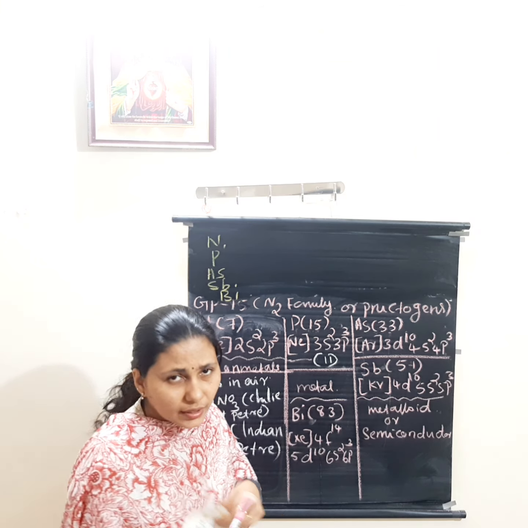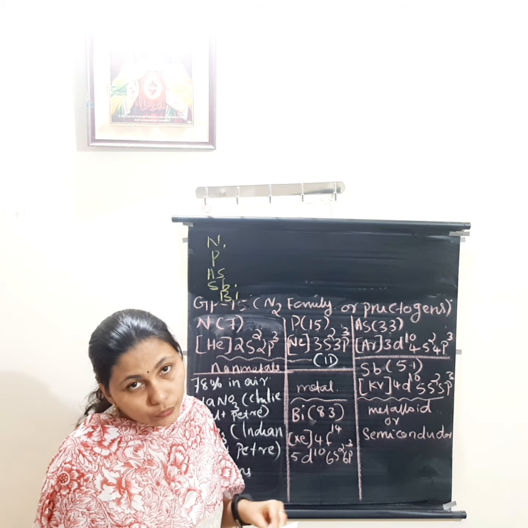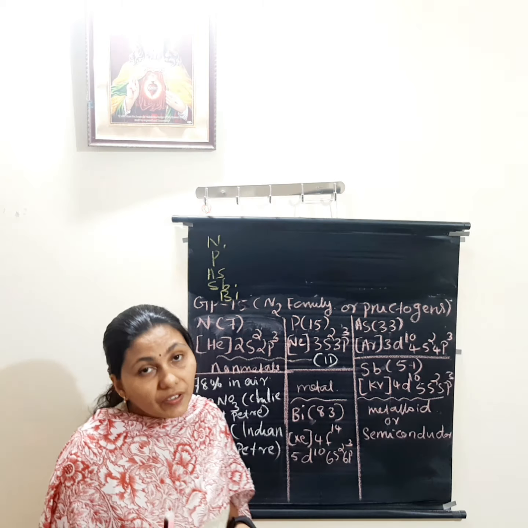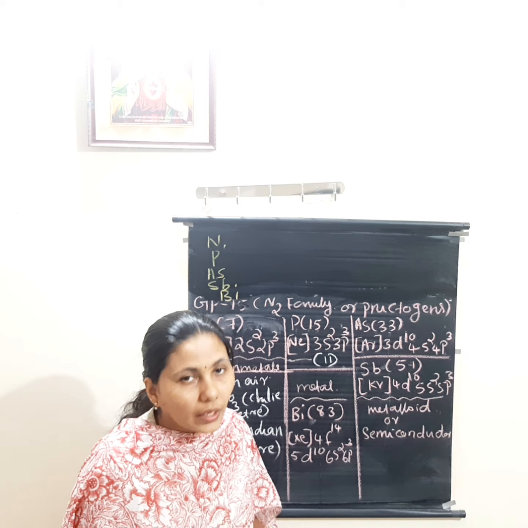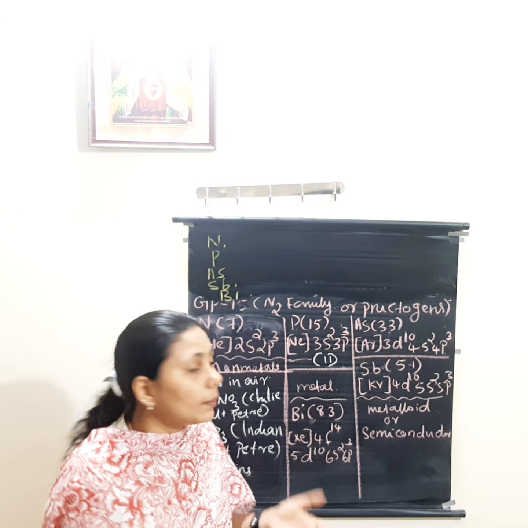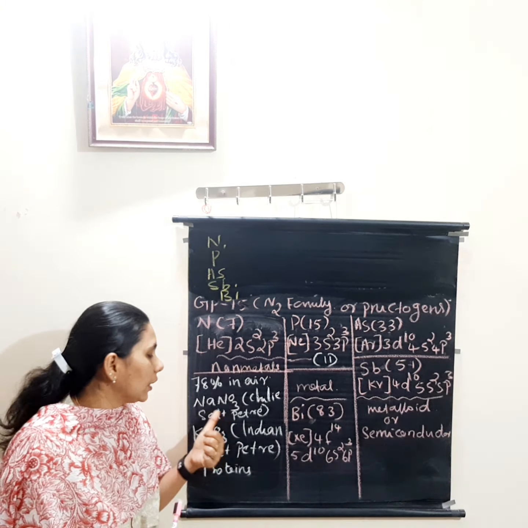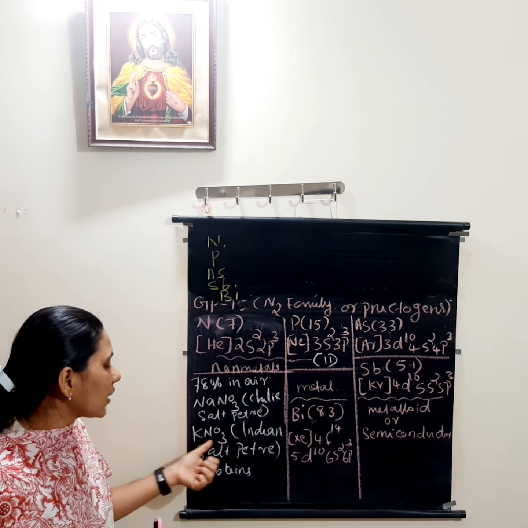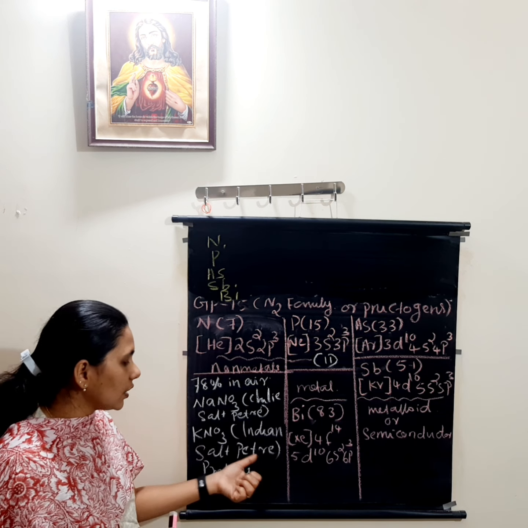It is not very important, I am just telling. Occurrence means nitrogen is the most abundant element in where? Atmosphere. 78% of the atmosphere is which one? It is nitrogen. And nitrogen is mainly found in the form of sodium nitrate. That is chili saltpeter. And potassium nitrate, that is known as Indian saltpeter.